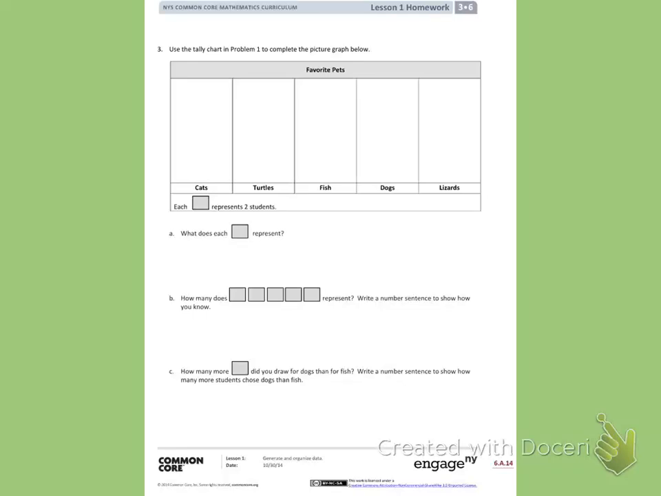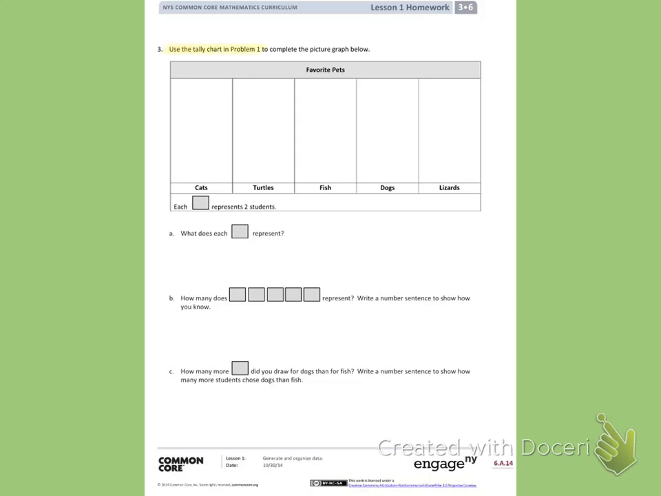Module 6, Lesson 1's objective is to generate and organize data. Item 3 says, use the tally chart in Problem 1 to complete the picture graph below. Taking a look at the directions, I see something really important that I'm going to highlight. I'm going to use the tally chart in Problem 1.